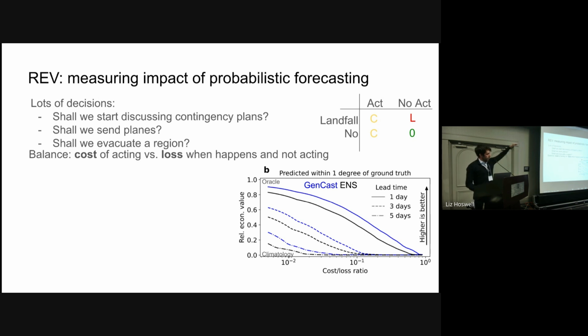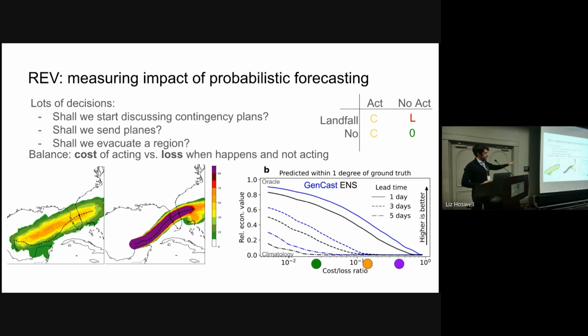And on the top, you have Oracle performance, so literally knowing where a cyclone is going to go. And on the zero is climatology, and you, of course, are somewhere in the middle. And you can see that GenCast was significantly better than ENS at 1, 3, and 5 days. So just to put this into perspective, roughly there are different probability thresholds, and they're going to live in different places in the cost-loss ratio spectrum.